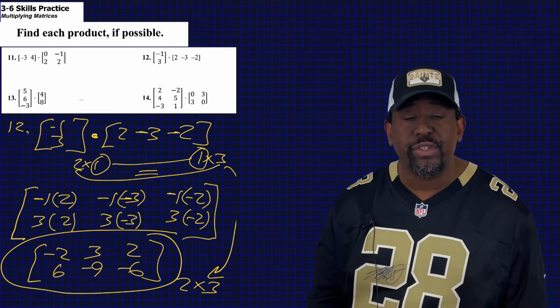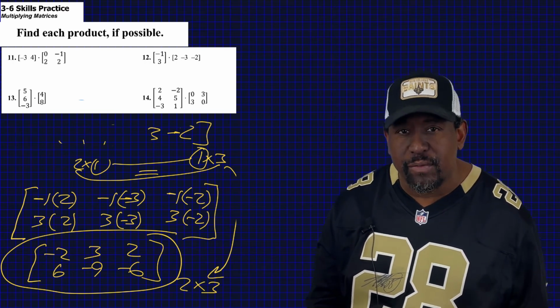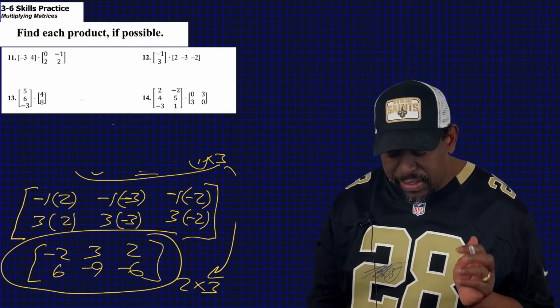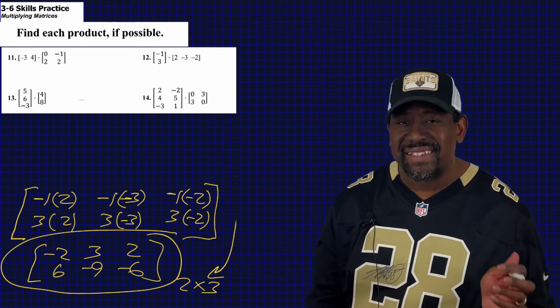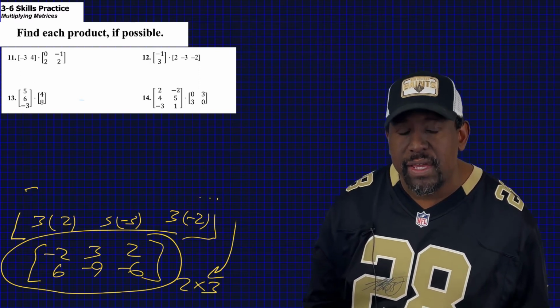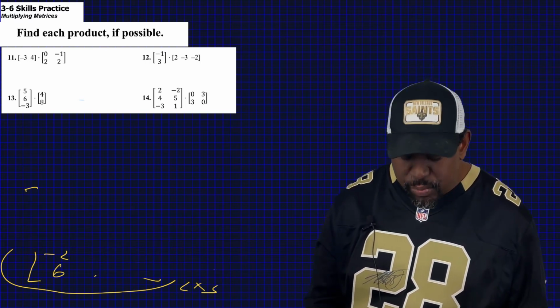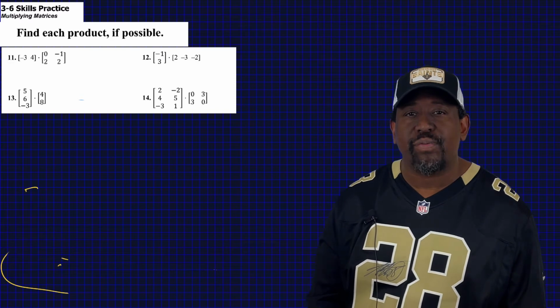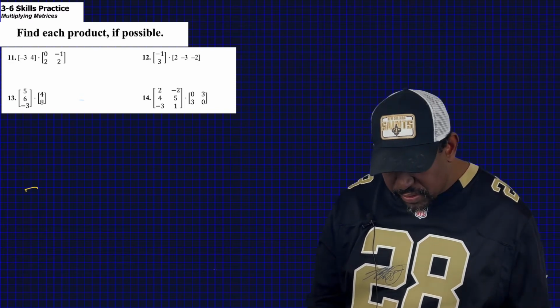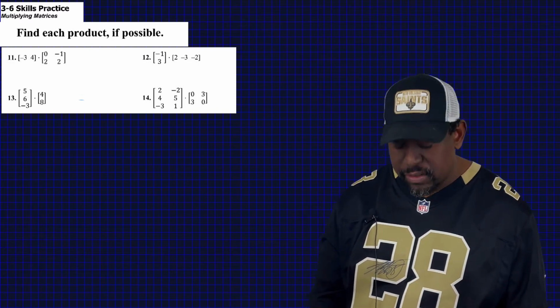It's very important when you do this to be careful with your sign rules. Remember, negative times positive, unlike signs, will give you a negative product. And like signs, negative times negative or positive times positive will produce a positive product. So as you can see, that's very important when you're doing your products.